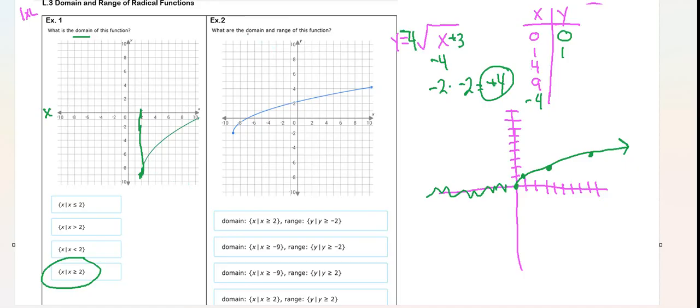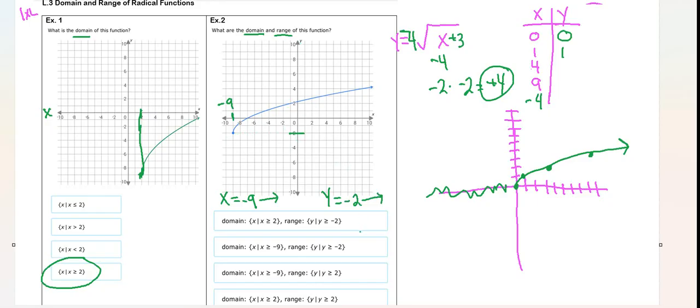Okay, the next one, we're looking for both the domain and the range. The domain, the x values, go from right here at -9 all the way over here. So our domain values: x is -9 and on. Our range values are going to be our y's. Looking up and down, we see the graph shows up here at -2, so it's going to be -2 and upward.